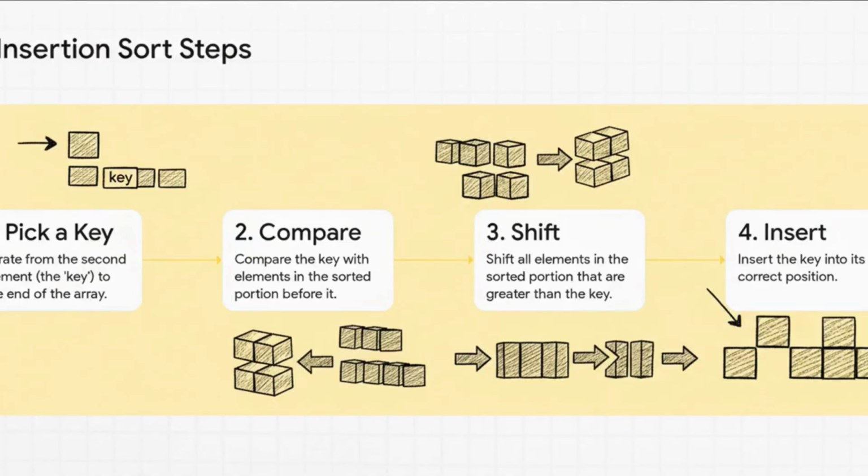So here's the logic. You basically pretend the very first element is already a sorted list, just with one item. Then you grab the second element, we'll call that our key. You compare that key backwards with your sorted list, shifting any bigger elements one spot to the right to make room, until you find the perfect spot to slide your key in.